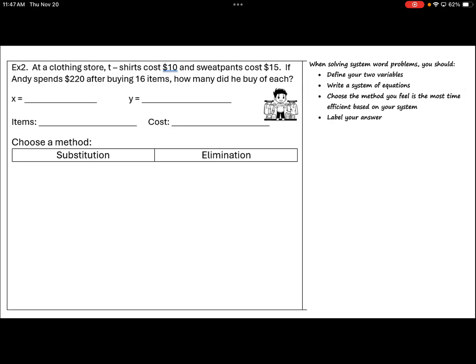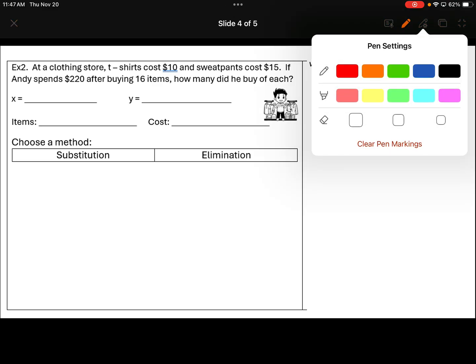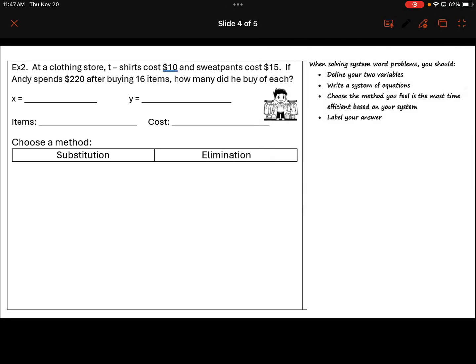So at a clothing store, t-shirts cost $10 and sweatpants cost $15. If Andy spends $220 and buys 16 items, how many did he buy of each? Okay, so the first thing we have to do is decide what we're going to make the t-shirts and what we're going to make the sweatpants. So I'm going to make x be the t-shirt. And I'm going to make y be the sweatpant.